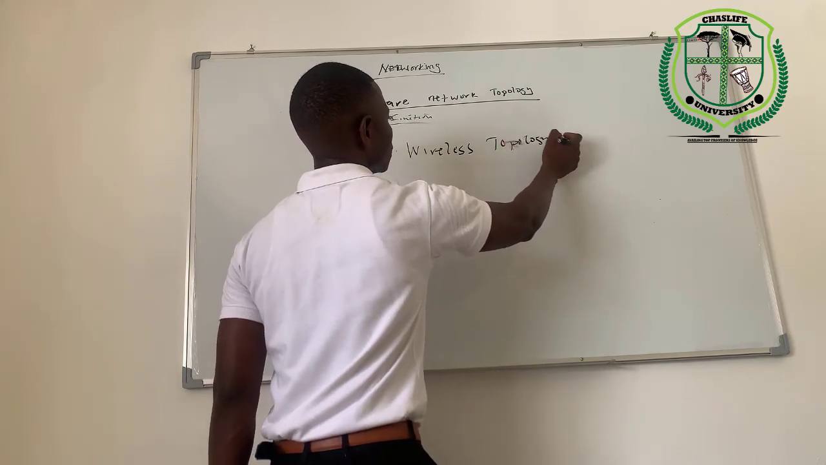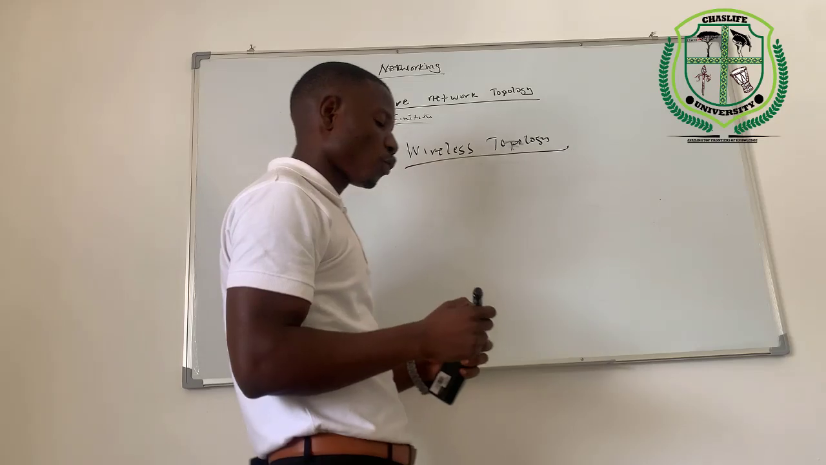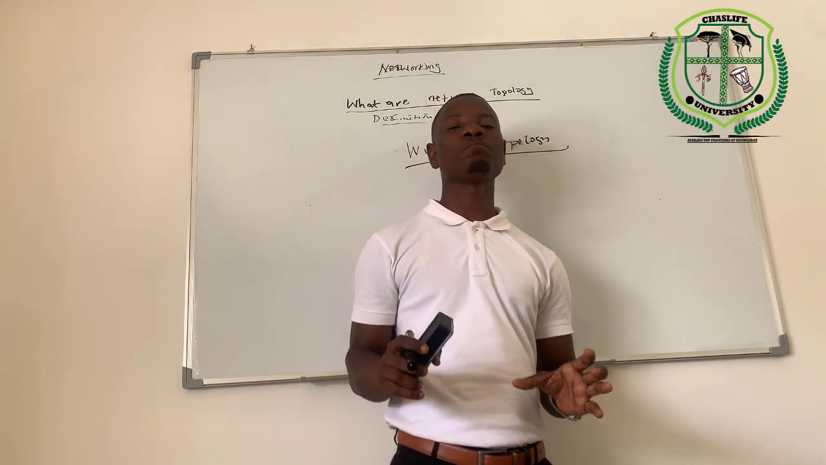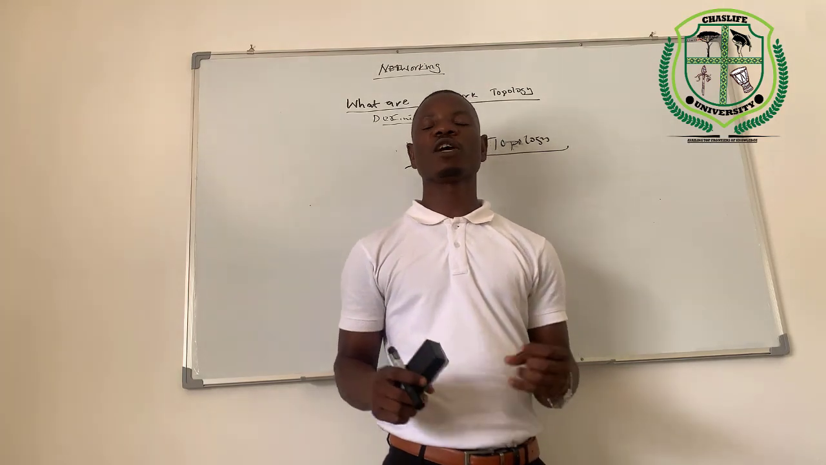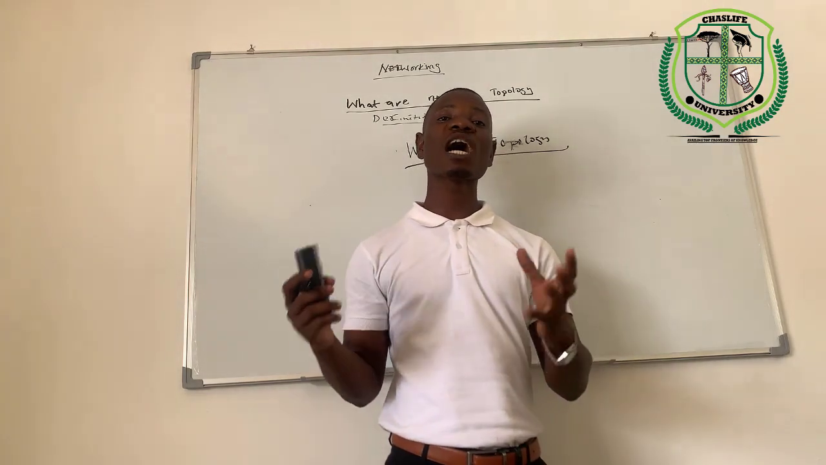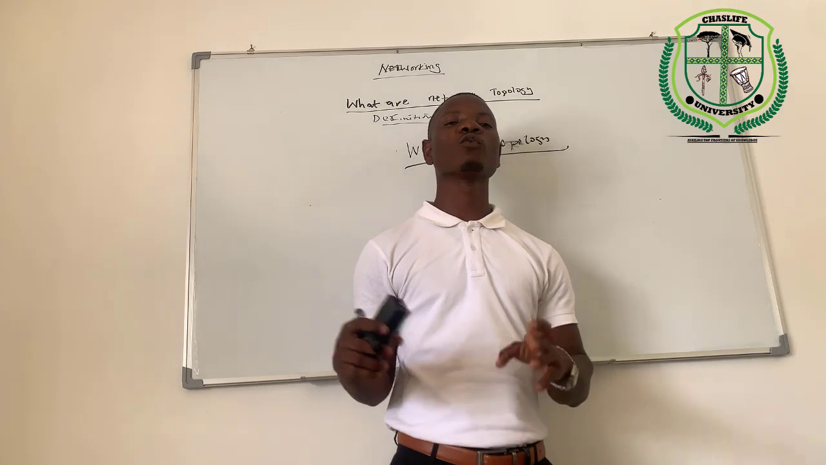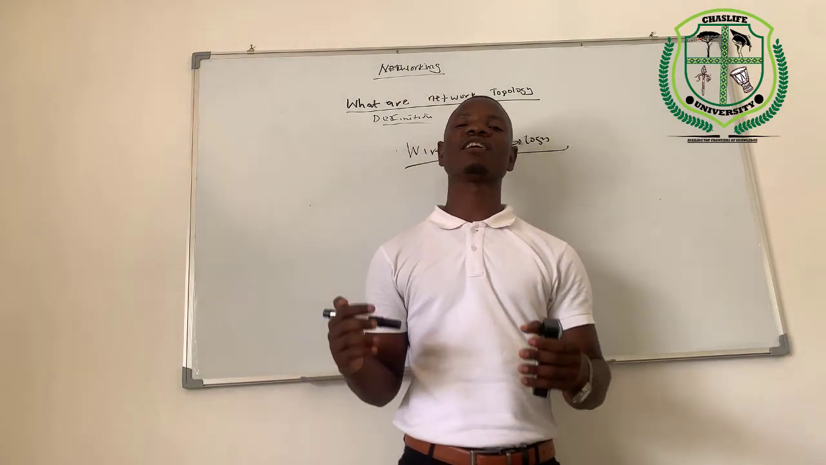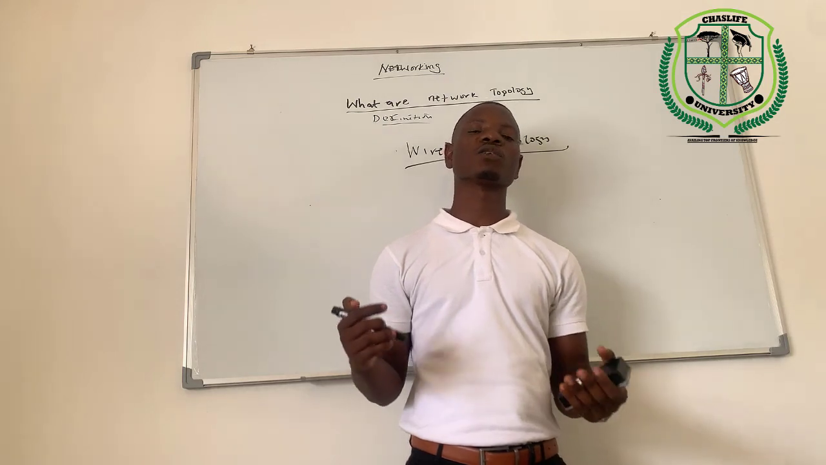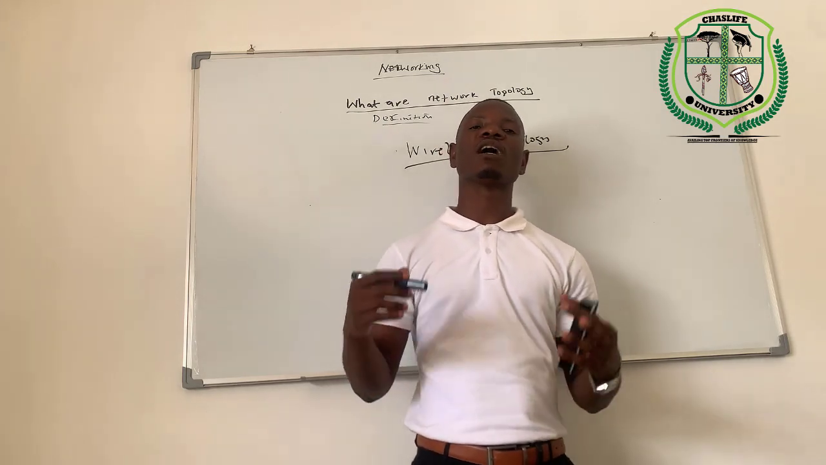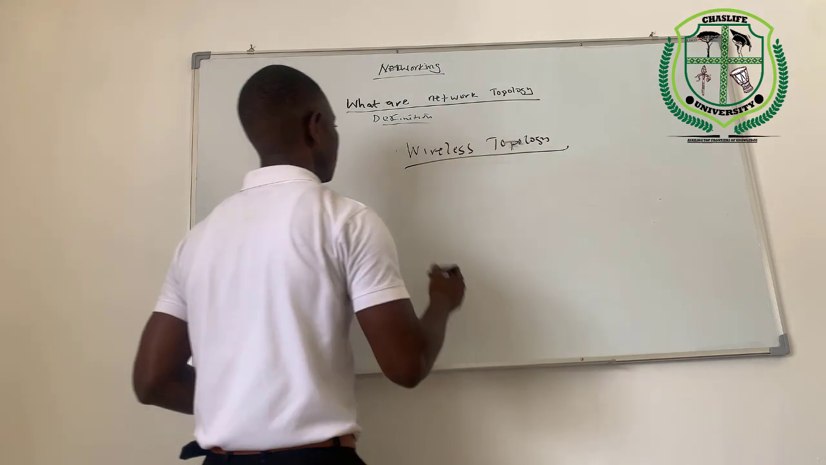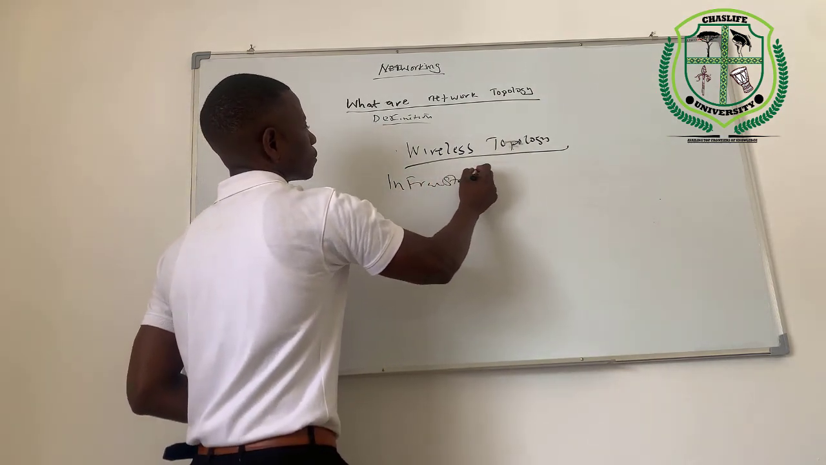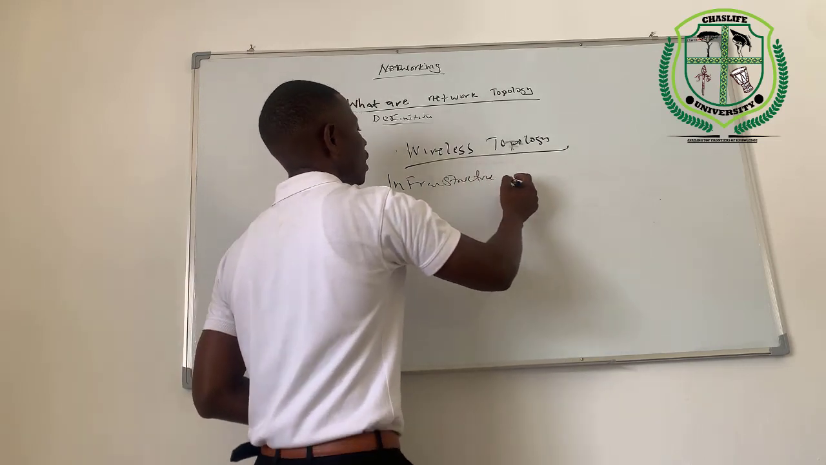Now, under the wireless topology, we have 3 main types. We have infrastructure topology, ad hoc topology, and then wireless mesh topology. So let us start by looking at infrastructure topology under the wireless.